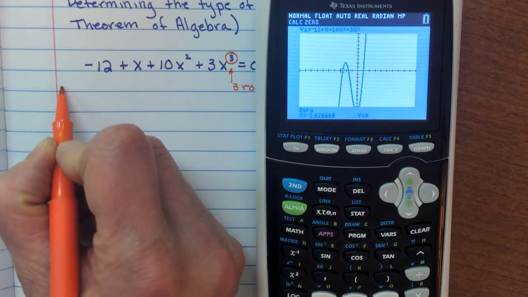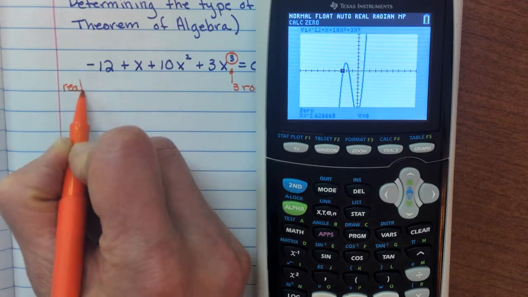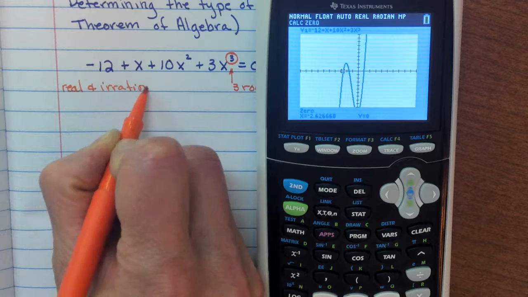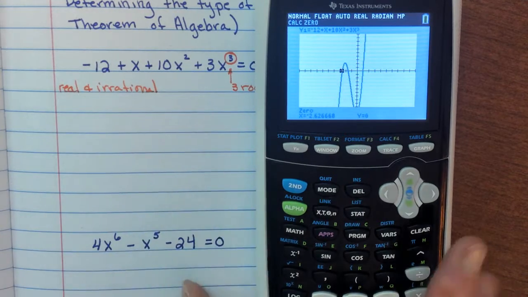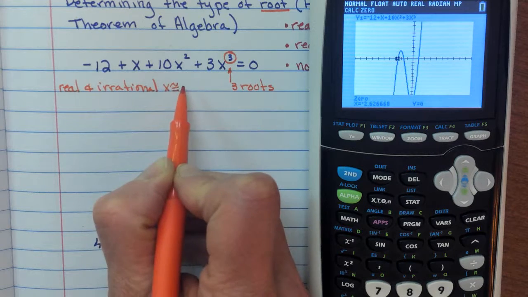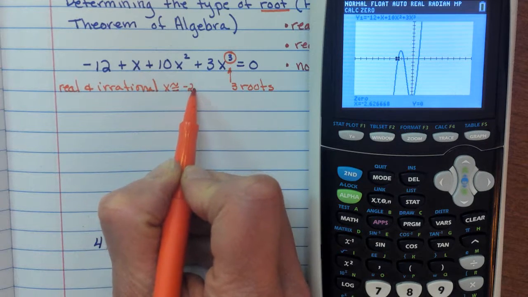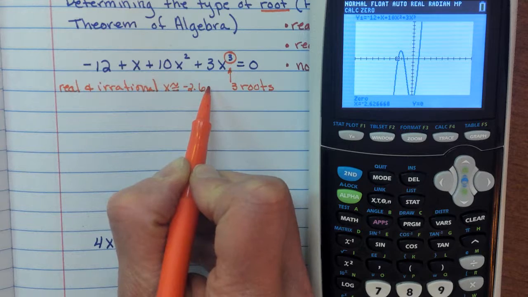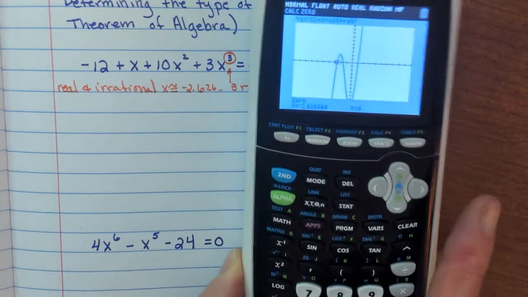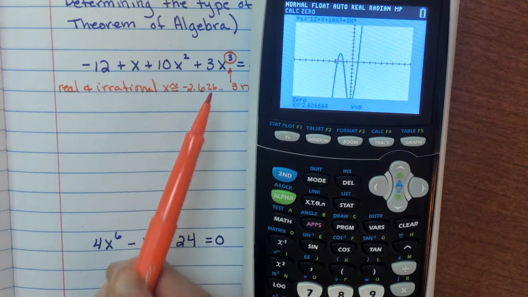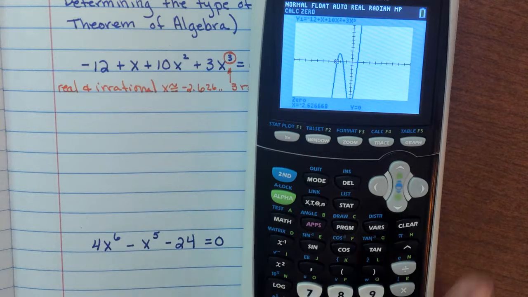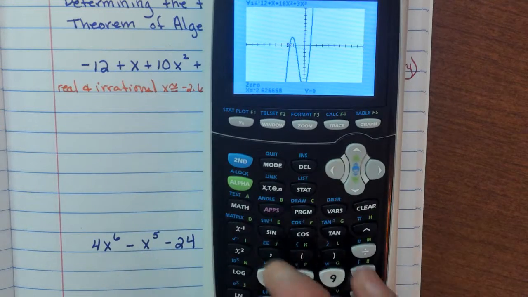So I have a real and irrational root at x approximately equal to negative 2.626, and it goes on, right? That's not the same. This is not rational. Notice that doesn't really seem to have too much of a pattern there. So let's find the next one.